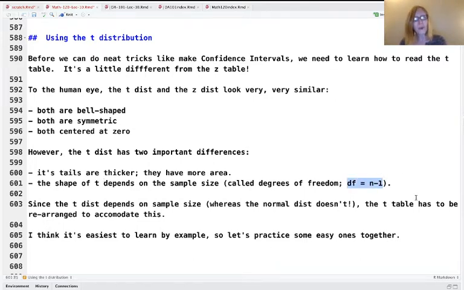It's n minus 1. There's some fancy math reasons for why it's n minus 1. But intuitively, if you think about degrees of freedom as being the sample size, you're not wrong. That's basically what it is.